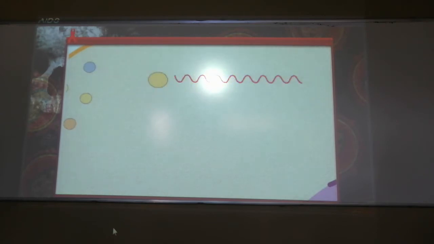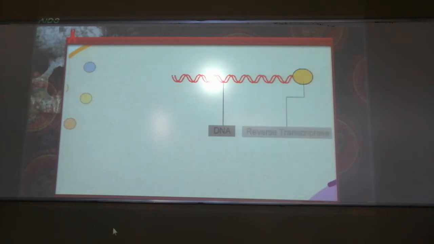Now you can see there is an enzyme called reverse transcriptase. What it does is convert the single-stranded RNA into DNA, forming double-stranded DNA. So reverse transcription converts RNA into DNA. That is what is important. Now this DNA will enter the host cell.